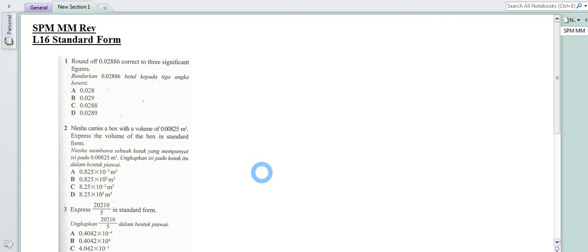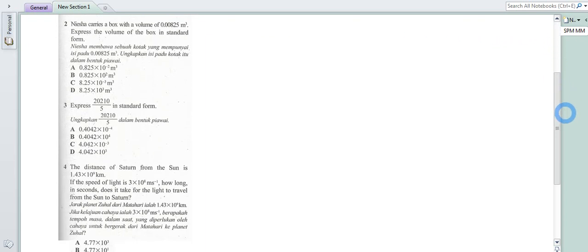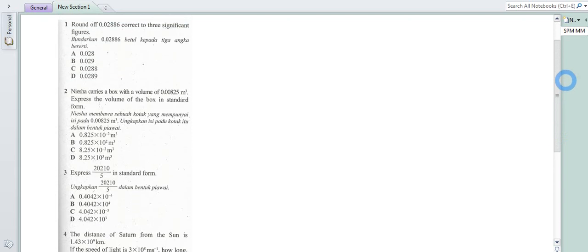Okay, let's look at some SPM questions. These are the questions in the year 2017. So we have 4 questions from these chapters.